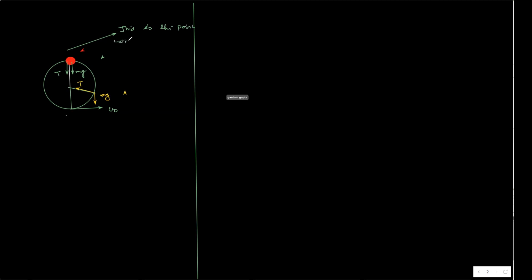This is the point where all the forces are directed towards the center. Okay. So this is the point where all the forces are directed towards the center. So this is your point of ambiguity.